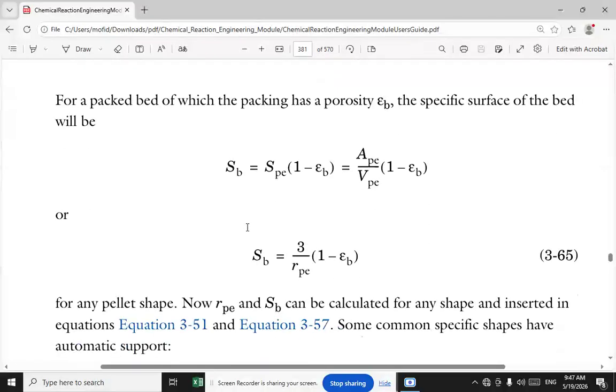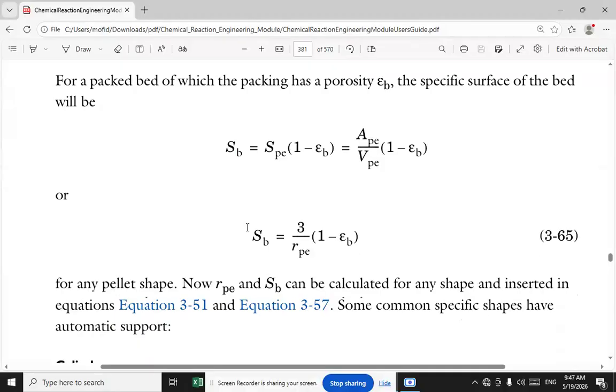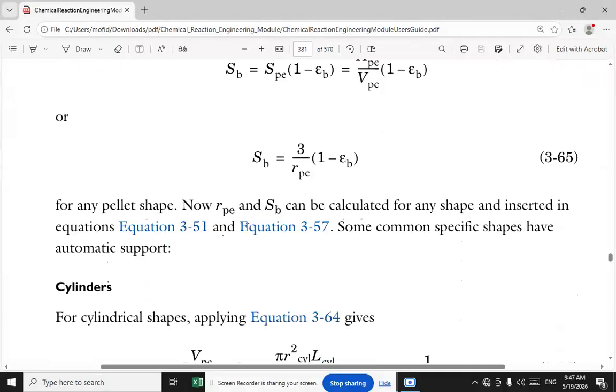For a packed bed in which the packing has a porosity epsilon_b, the specific surface of the bed will be S_b equal to S_pellet multiplied by 1 minus epsilon_b, equal to area of pellet divided by volume of pellet multiplied by 1 minus epsilon_b, or S_b equal to 3 divided by r_pellet multiplied by 1 minus epsilon_b for any pellet shape. Now r_pellet and S_b can be calculated for any shape and inserted in equation 3-51 and equation 3-57. Some common and specific shapes have automatic support.